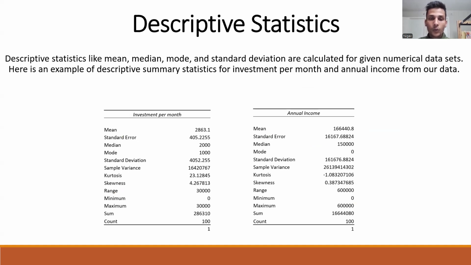After this, we move towards the descriptive statistics. Descriptive statistics like mean, median, mode, and standard deviation are calculated from the given data. I've calculated them for two variables, investment per month and annual income. There is the calculation of mean, standard error, median, mode, and others. In investment per month, the mean is 2863 and the standard deviation is 4052. Likewise, in annual income, the mean is 166,440.8 and the standard deviation is 161,676.8824. So these are the values of the descriptive statistics.